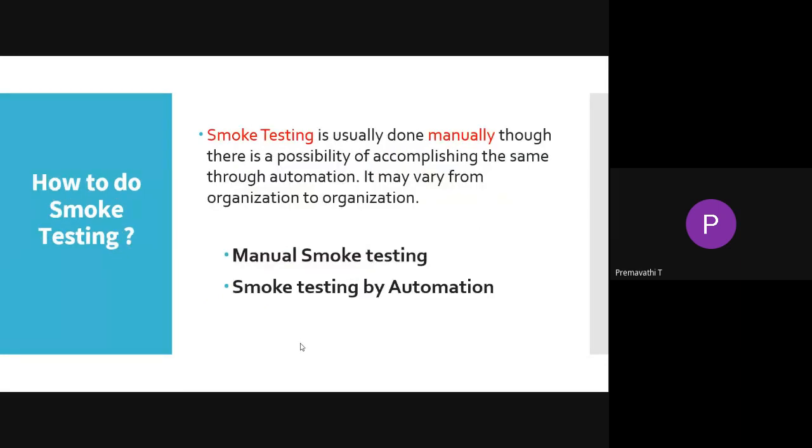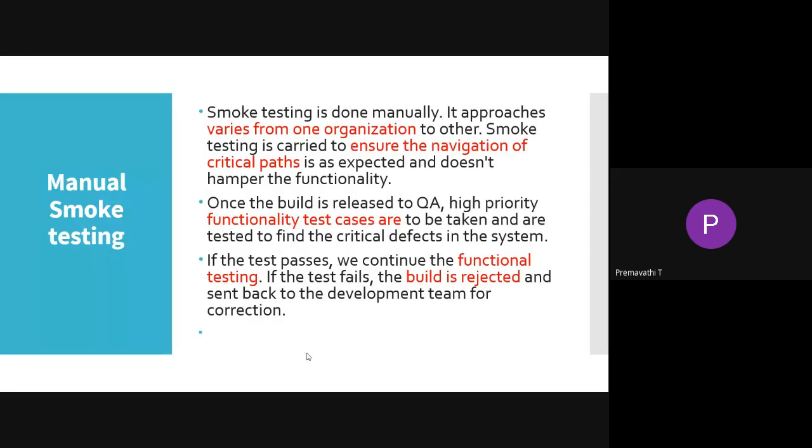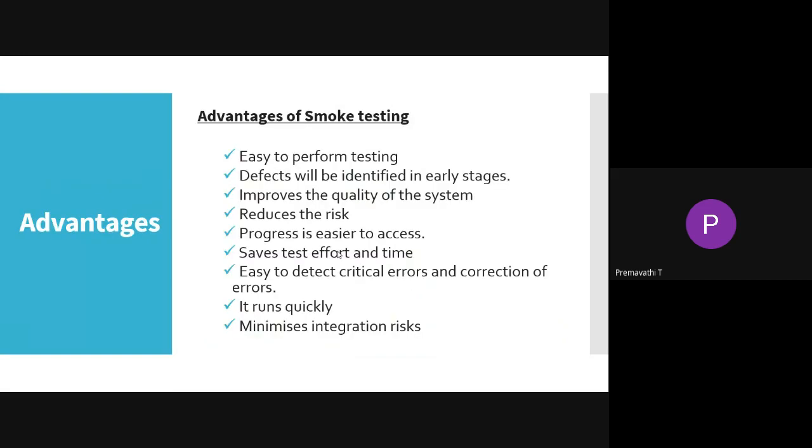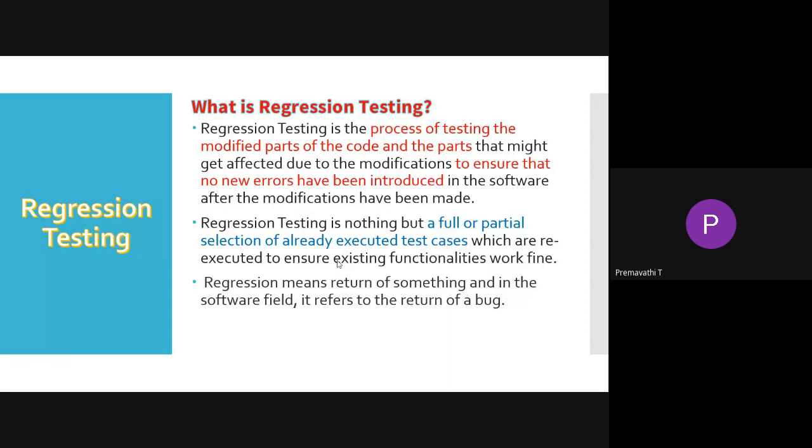Then here also there are two types of testing. One is manual smoke testing, another one is by automation. This is the smoke testing cycle, and one more thing is the advantages of smoke testing: it is easy to perform and the defects will be identified in the early stages. And next one is regression.